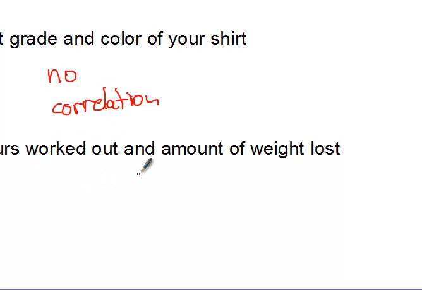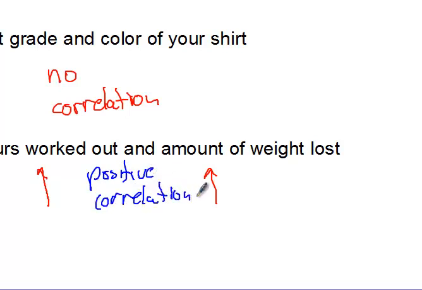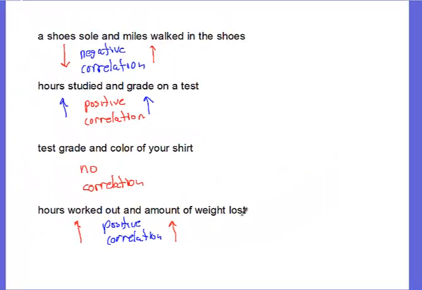All right, and lastly, the hours worked out and the amount of weight loss. As you work out more hours, you burn more calories and generally would lose more weight. So that would have a positive correlation. Hours worked out and amount of weight lost would have a positive correlation, since the more hours you work out, the more weight you lose.